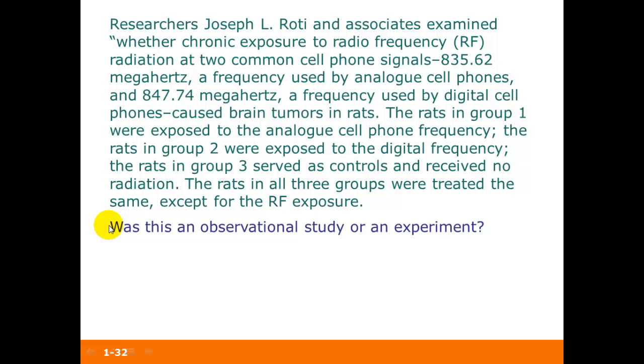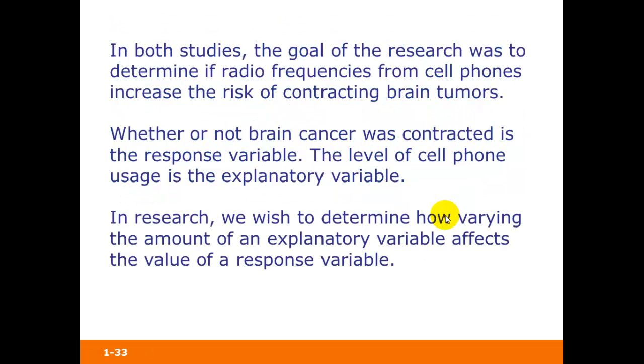So was this an observational study or an experiment? In this case we had the three groups and the explanatory variable was varied according to which group the rat was in. So this would be an experiment. In both of these studies, the goal was to determine if radio frequencies from cell phones increase the risk of contracting brain tumors. In both of them, whether or not brain cancer was contracted is the response variable, and the level of cell phone usage was the explanatory variable.